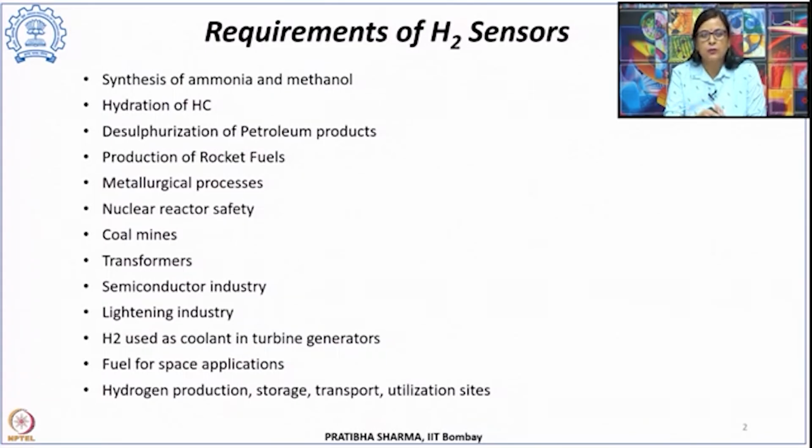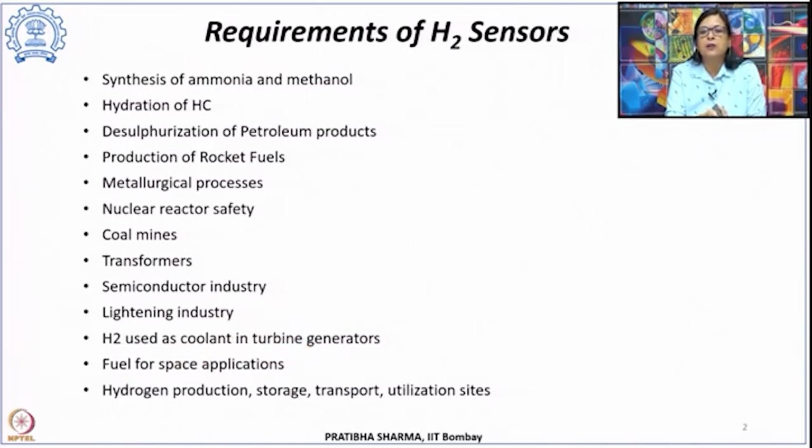It is required that hydrogen in very small amounts or traces be identified from transformers, that could result in an early fault detection in transformers. It is required to be sensed in the semiconductor industry, and in the lighting industry, where it acts as a contaminant, so we need to monitor that. It also acts as a coolant in turbine generators. So there, if there is any hydrogen leakage, that needs to be identified.